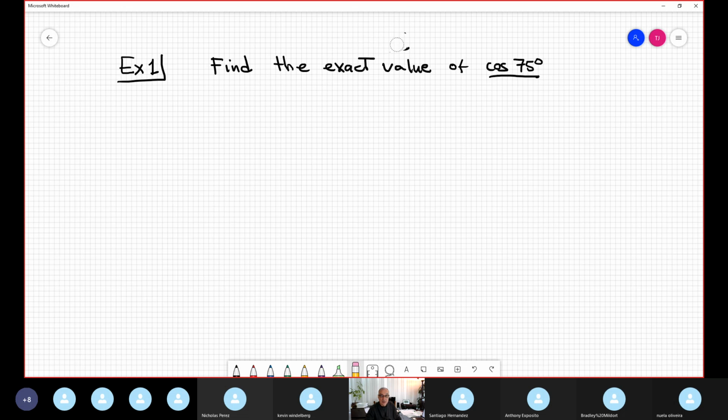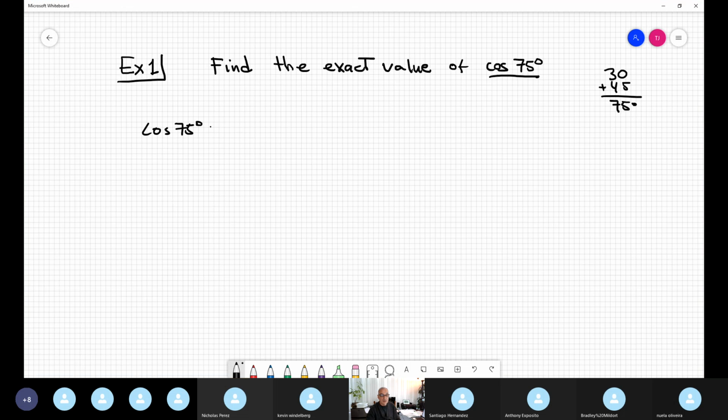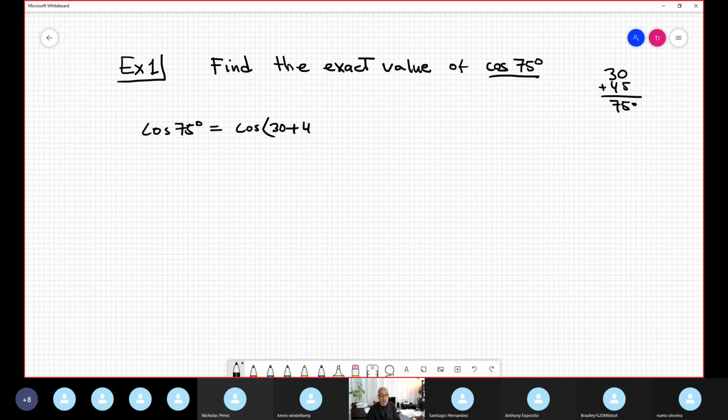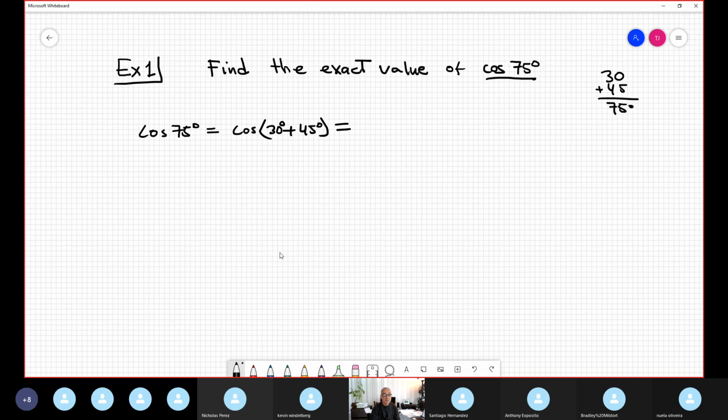I'm using the identity that we studied to find 75, because I know that 75 you can break down as 30 plus 45. Together, the addition is 75. The cosine of 75 degrees is equal to cosine of 30 degrees plus 45. I know very well from the table the trigonometric values that correspond to 30 degrees and 45 degrees. Okay, let's do it.